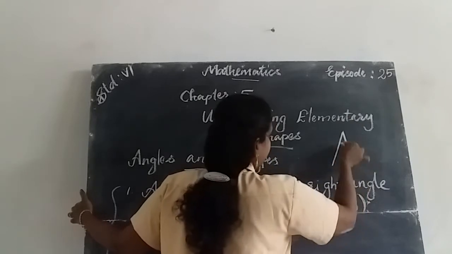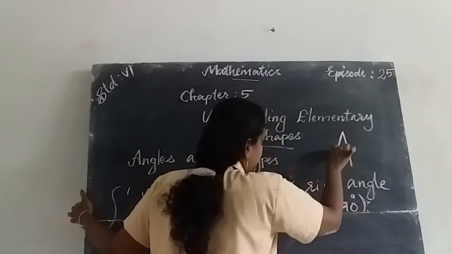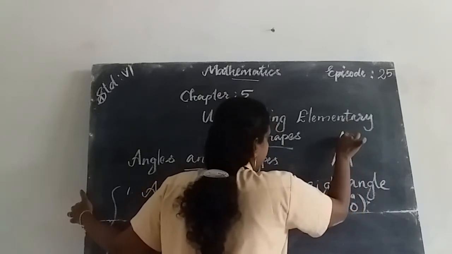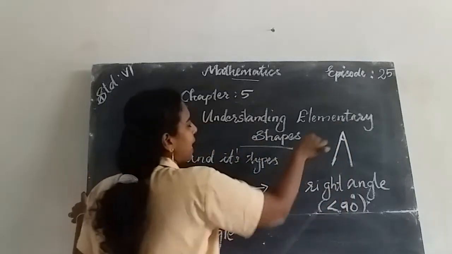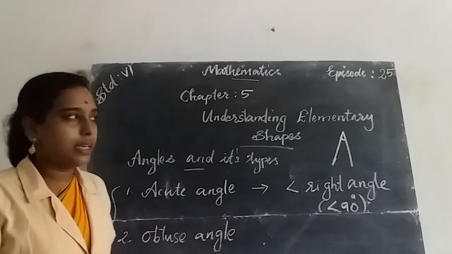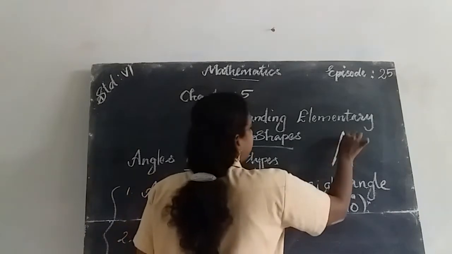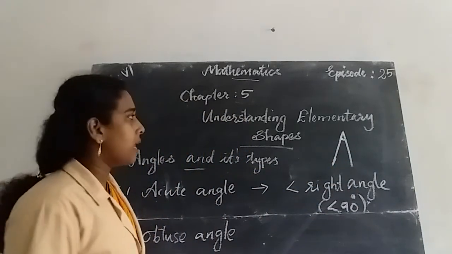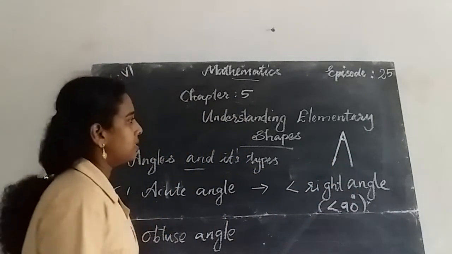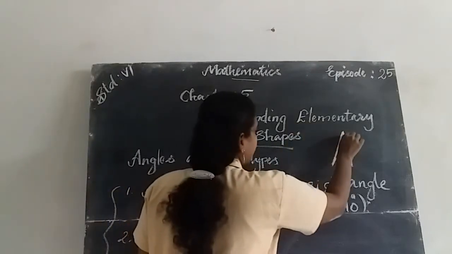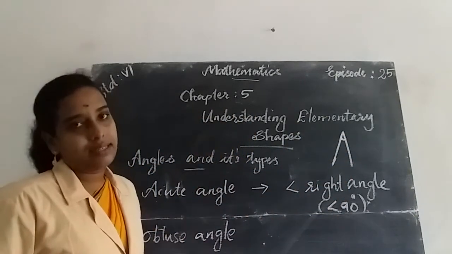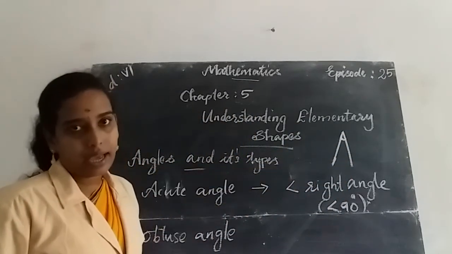draw a figure like this. Then this is the meeting point of two line segments and forms an angle, and this angle measures less than 90 degree. That can be identified by using a protractor, which we will discuss in our next classes. This is the angle, and it measures less than 90 degree. So it's an acute angle.